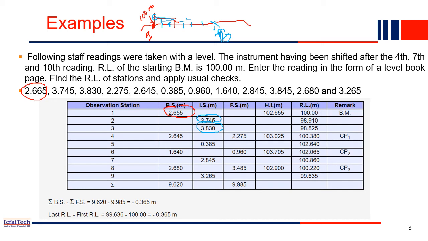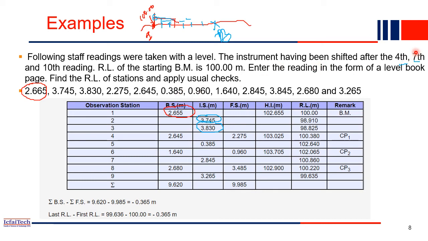And what is mentioned is that after the fourth, seventh and 10th reading, we are shifting the instrument, right? So after the fourth reading, 1 2 3 4, after this reading we are shifting the instrument. So this is again the fourth sight. That's why it is written as a foresight for the next station, because after this we are shifting the instrument to a new position. Again you shift the instrument to a new position, and you have to take the back side, is it not? Backside. So 2.645 is the backside, and again this is an intermediate sight.